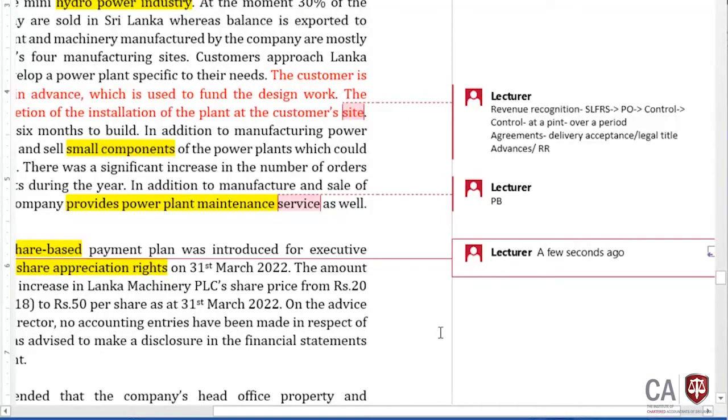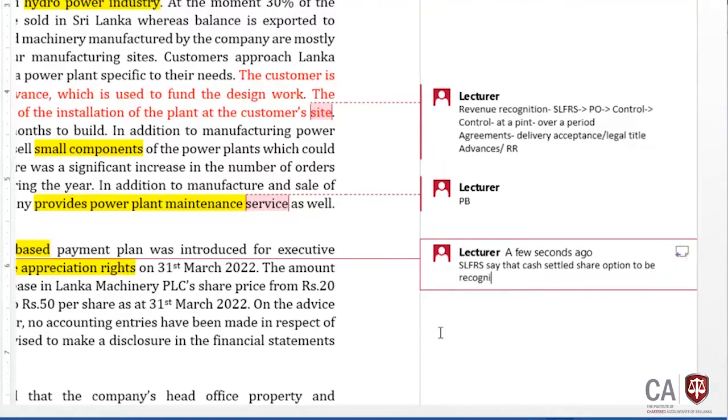One is you have to refer to SLFRS and say that this cash settled share option is to be recognized as a liability, with an expense being charged to P&L. Over a period you will charge. Currently your profit is overstated and liability is understated.